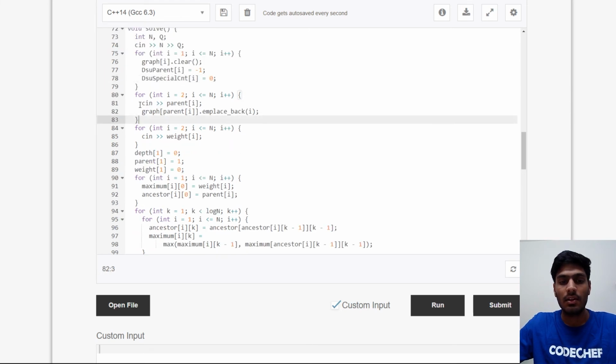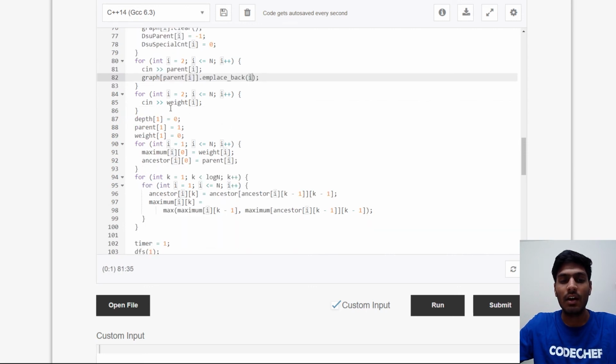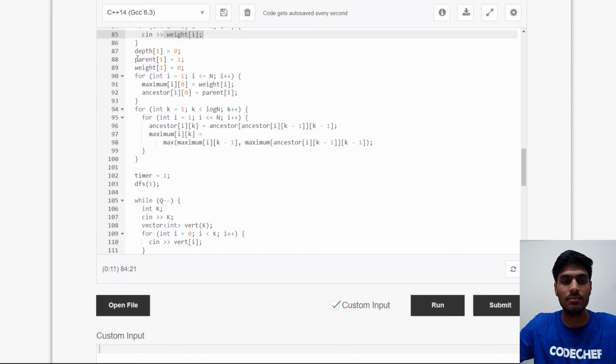After that, we take input the parent of all vertices, and in the graph array for parent I, we store I as its neighbor. After that, in a separate weight array, we store the weight of all the parent edges. After that, we also have to find the depth of each vertex in the original tree. The depth of the vertex 1, which is the root of the tree, will be 0. The parent of 1 is kept to be 1. Now the weight of 1, that is the weight of 1 and its parent vertex, is kept to be 0.